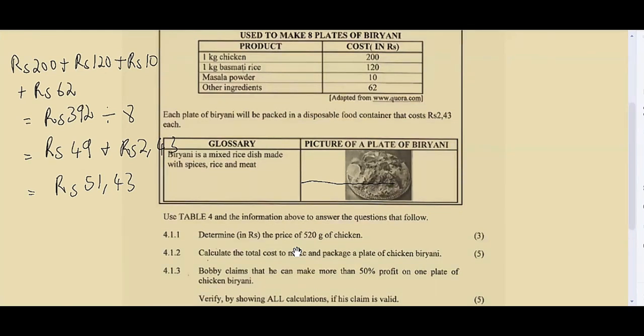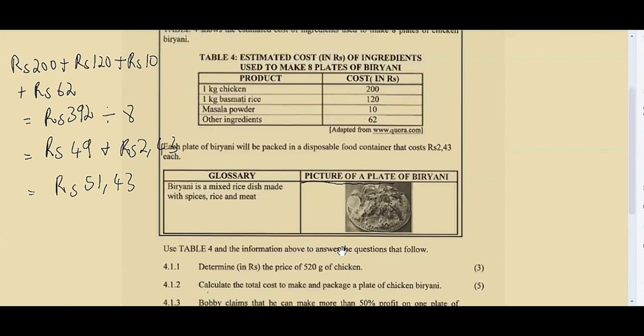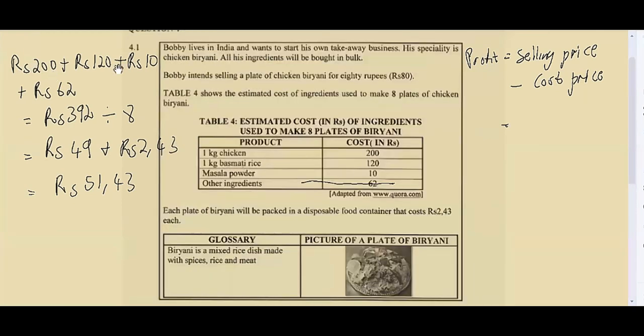Right. So here we are trying to verify whether Bobby will make a profit of more than 50% on one plate of chicken biryani. And how to do that, we know that in order to calculate profit, we have the formula that goes profit is equal to the selling price minus the cost price, right? Now, what is the selling price? When we read up there, we were told that Bobby intends selling a plate of chicken biryani for 80 rupees, right? Now, 80 rupees, that is our selling price.